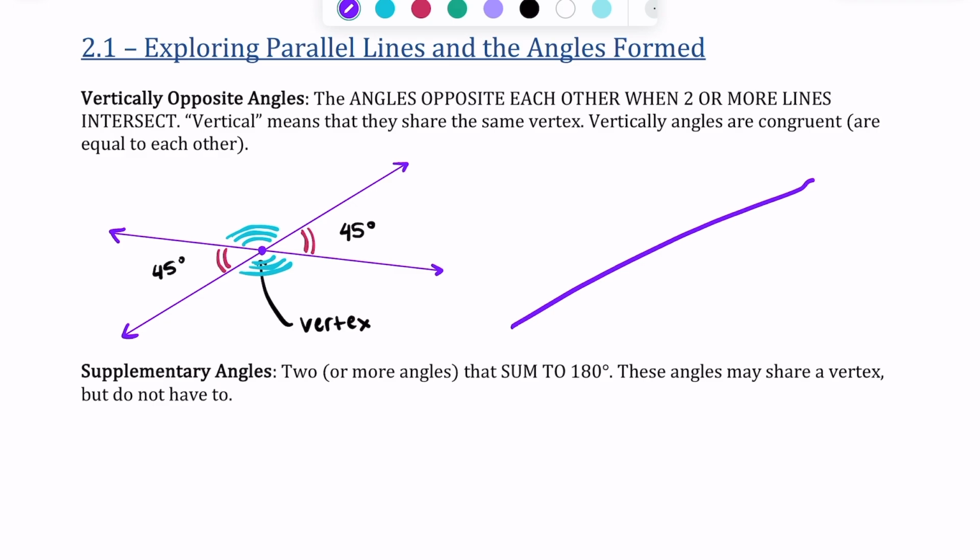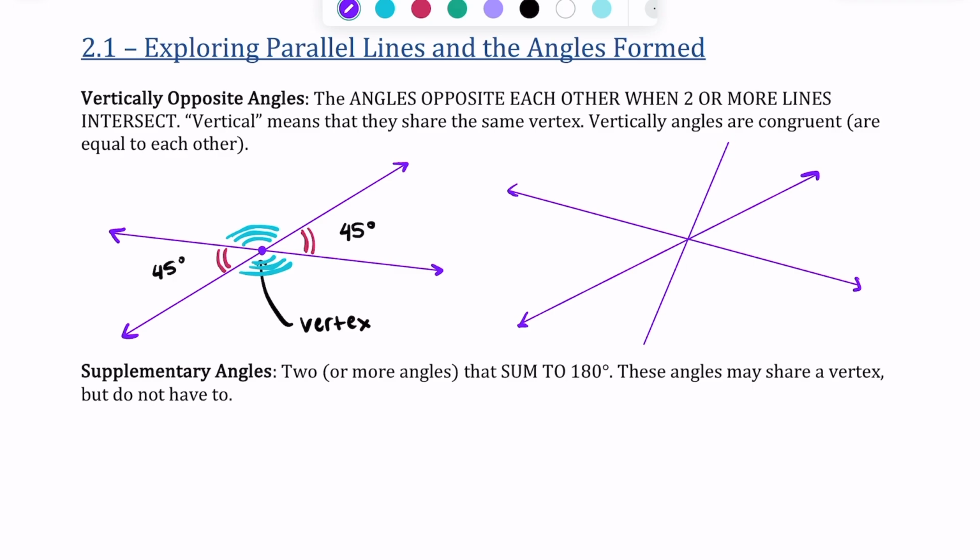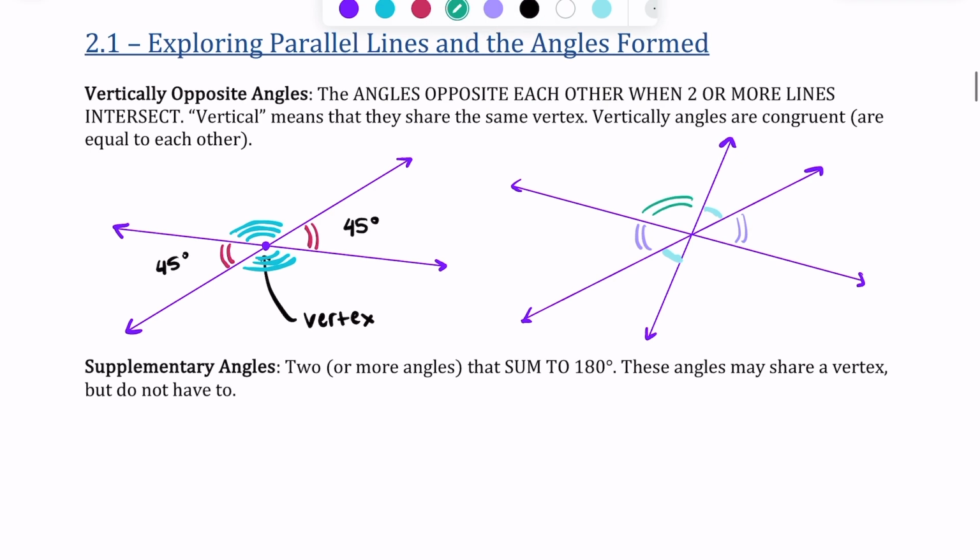So I'm going to draw a set of three intersecting lines. And again, it doesn't really matter how I draw my lines here. I just care that they all intersect in the same spot. And when I do that, three lines that intersect will form three pairs of vertically opposite angles. So these two light blue ones would be considered vertically opposite. These two light purple. And these two green.